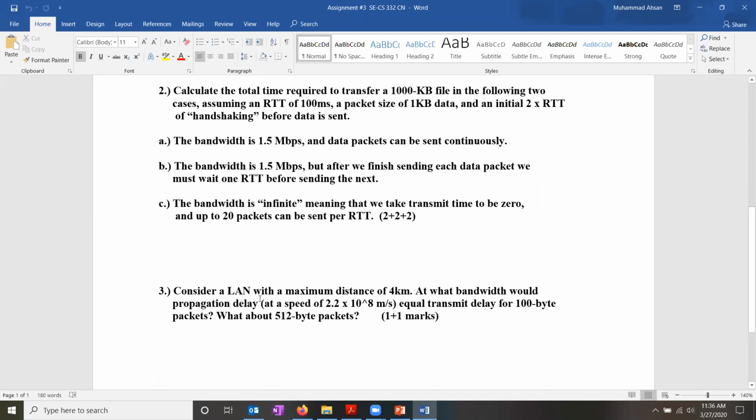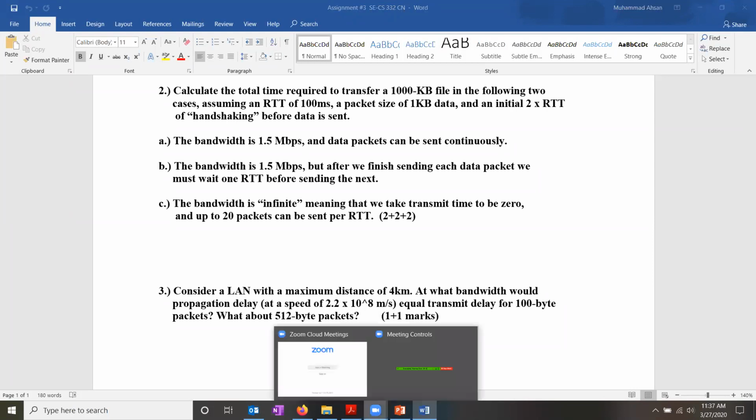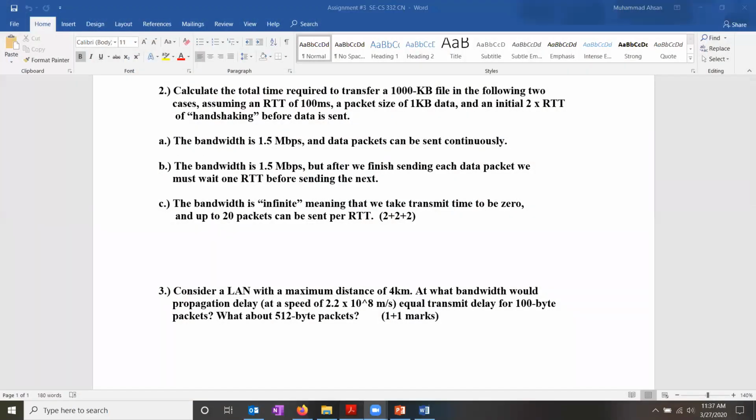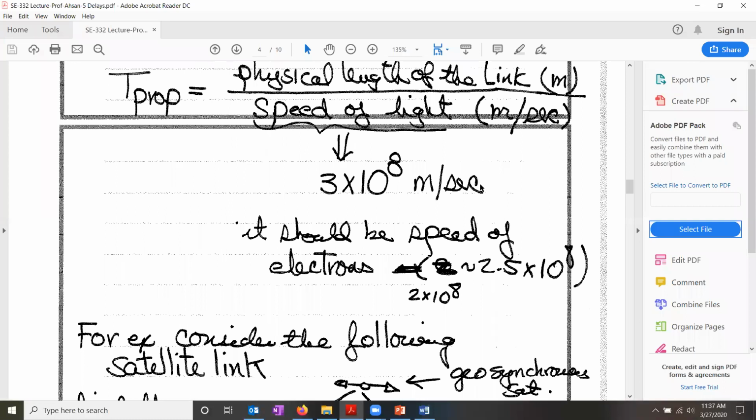Because we are taking a transmission speed in a local area network, which must be connected via category 3, 4, 5 cable. And here the speed is not the speed of light, but it is a bit lesser. It is 2.2 into 10 raised to the power 8 meters per second. So it does depend upon the medium. I hope this clears your question.